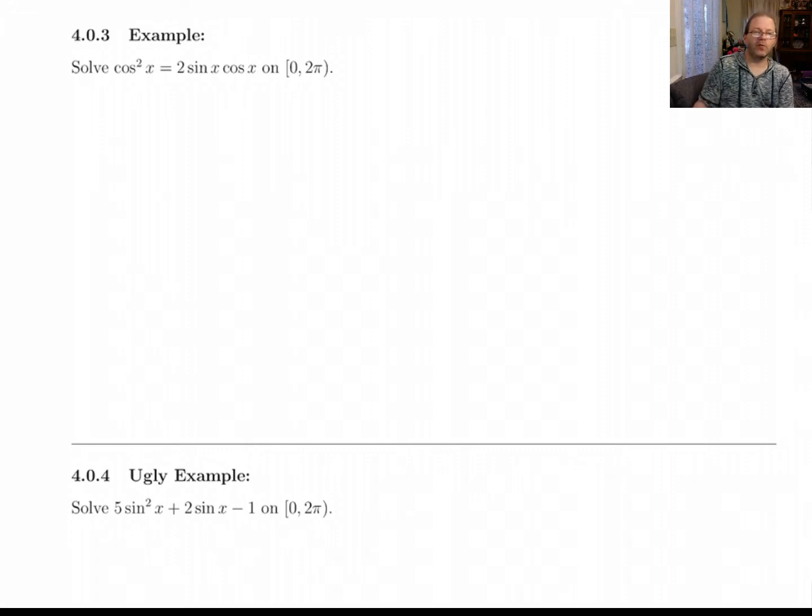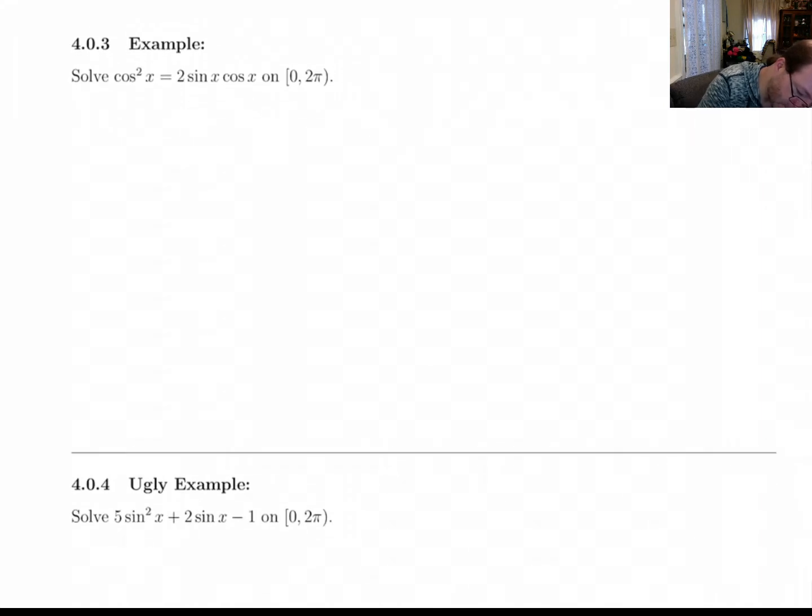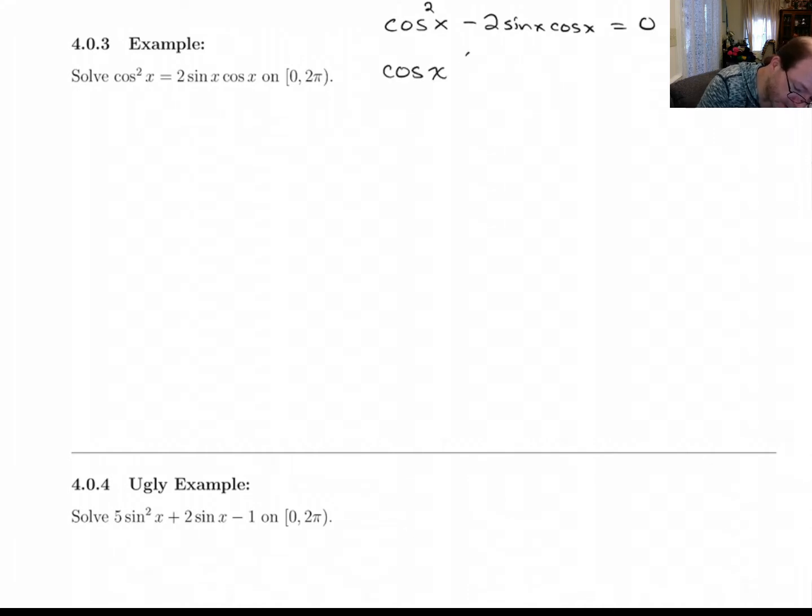All right, let's look at example 403. Probably what I would start out on this problem doing is moving both of these things to the same side. So I'm going to rewrite this first of all as cosine squared x minus 2 sine x cosine x equals 0. Now I can factor out a cosine x. We'll have cosine x times (cosine x minus 2 sine x) equals 0.